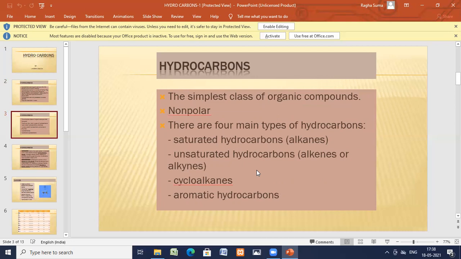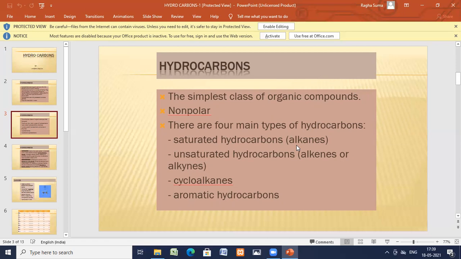Hydrocarbons are the simplest class of organic compounds, non-polar. There are four main types of hydrocarbons. Saturated hydrocarbons, alkanes. What is a saturated hydrocarbon? The hydrocarbons in which the carbon-carbon bonds are single bonds. The bond between carbon and carbon is a single bond, and those are the alkanes.